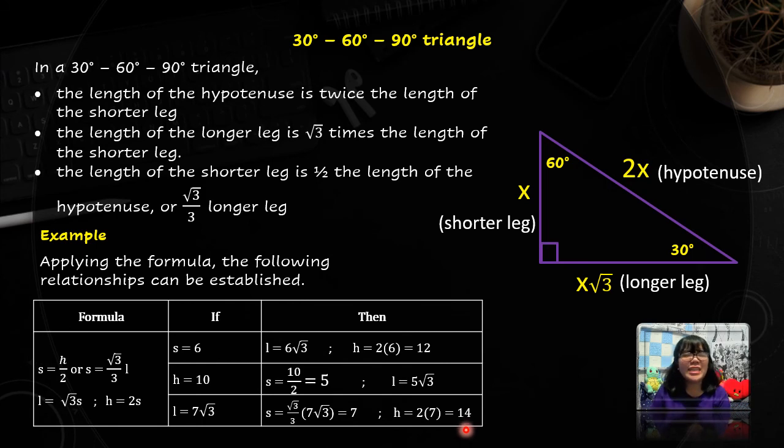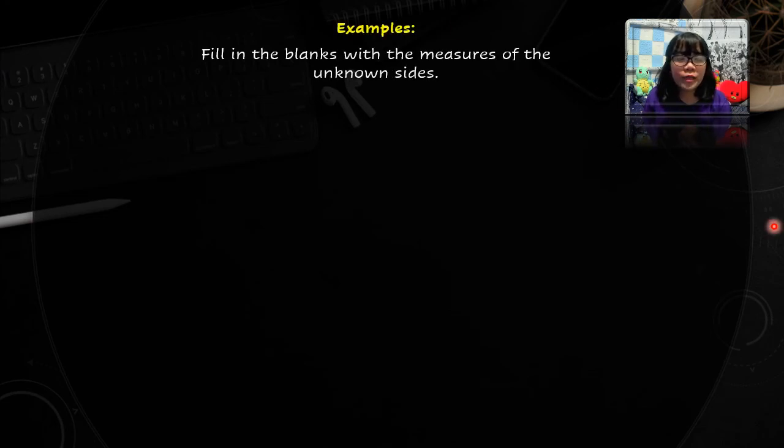Okay? Now let us have more examples on this one. So we need to fill in the blanks with the measures of the unknown sides. So let us have first the 30, 60, 90 degree triangle.